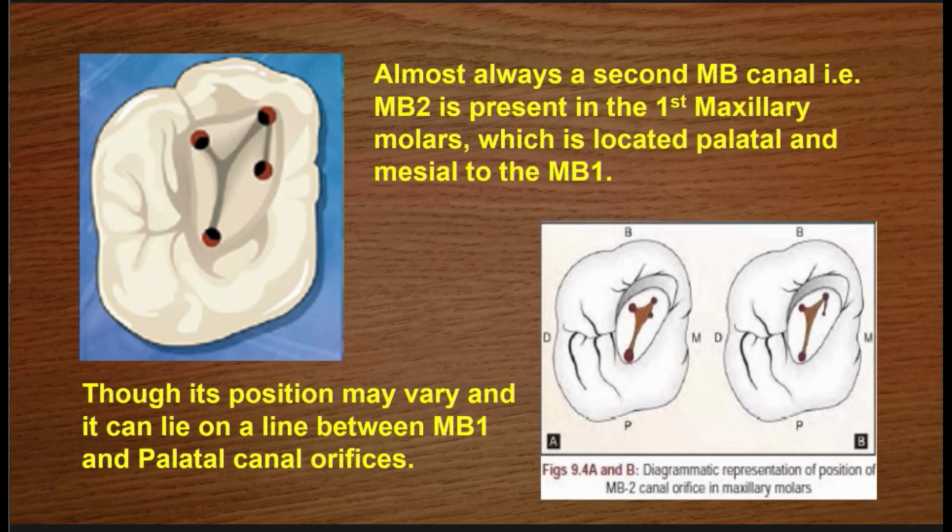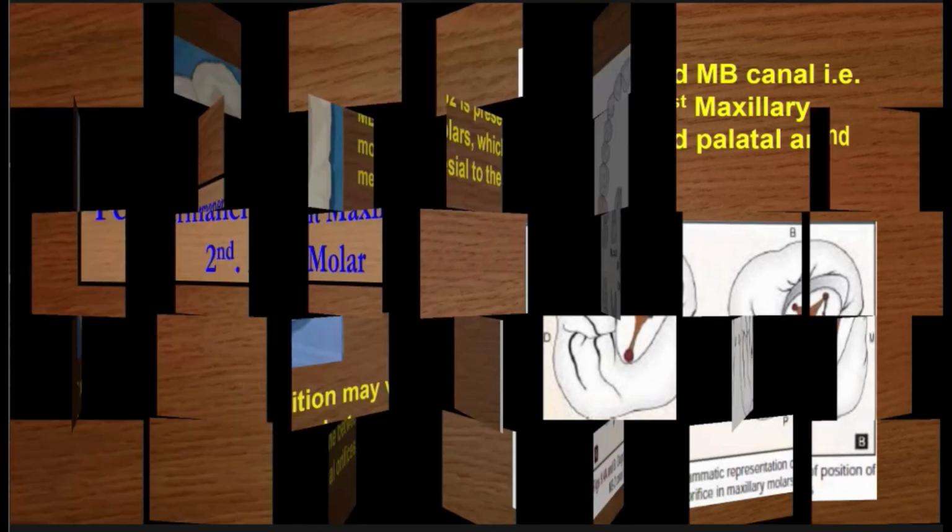Usually, most of the time, you will find a very narrow canal. Sometimes this canal is in line with the palatal canal, though its position may vary and it can lie on the line between mesiobuccal 1 and the palatal canal. If you make a straight line between mesiobuccal 1 and the palatal canal, sometimes the canal is present on the straight line. You see here, this is out of the straight line, this is on the straight line. So the canal position may vary. Up to this one is our maxillary first molar.